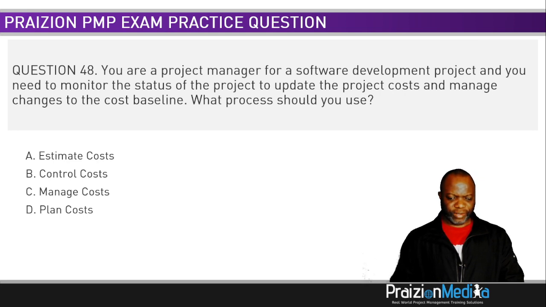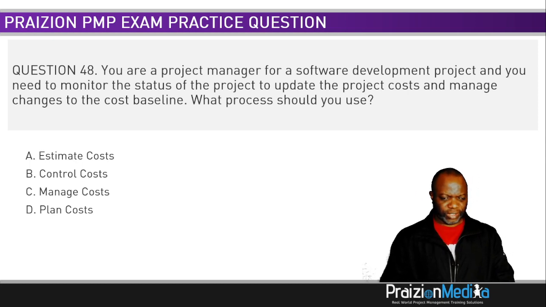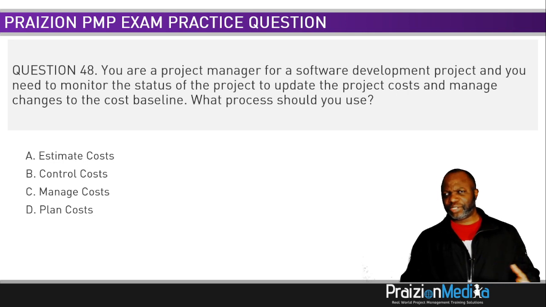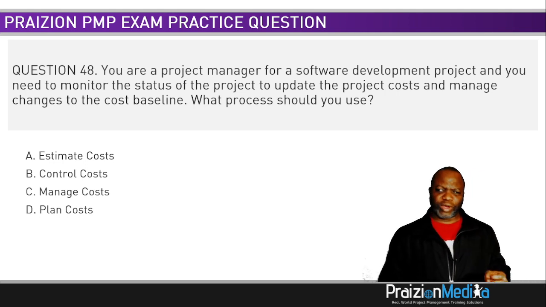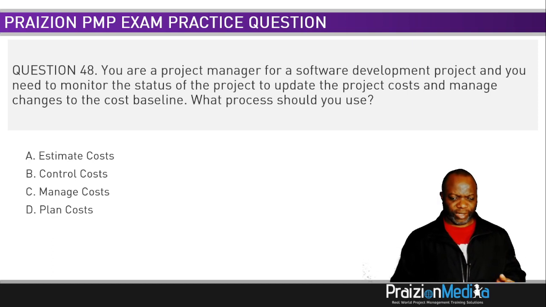All right, I hope this was straightforward enough. 3, 2, and 1. If you need more time, just hit that pause button. So we have A, estimate cost. Estimate cost is lacking the aspect of monitoring. The same for option D, plan cost. That is lacking when it comes to monitoring.